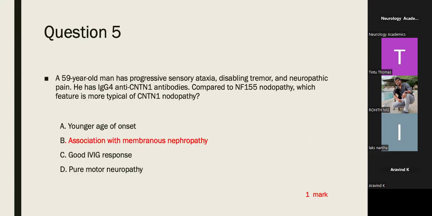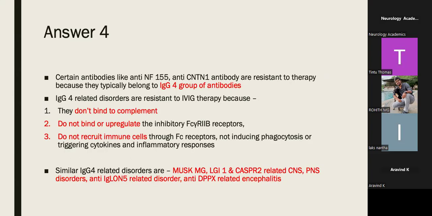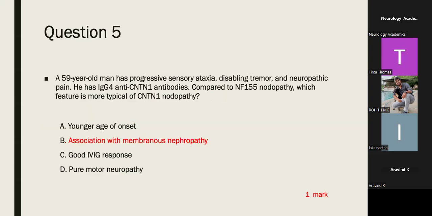Next question was, because of its antibody subtype, IgG4 may be less responsive to IVIG. It's not a 1:1 thing. Some of the IgG4 mediated neuropathies do respond to IVIG, and here in our clinical practice they do respond to IVIG. And Caspr2... does not respond to anything.